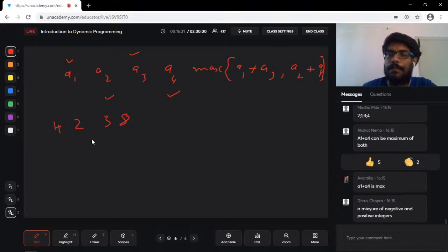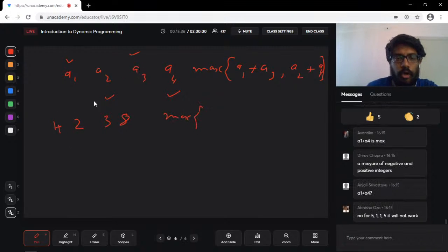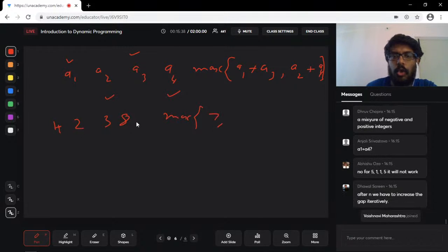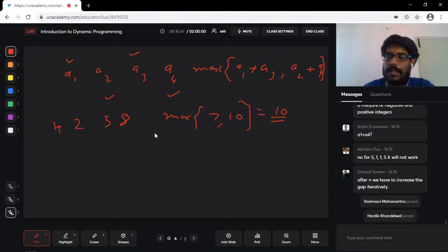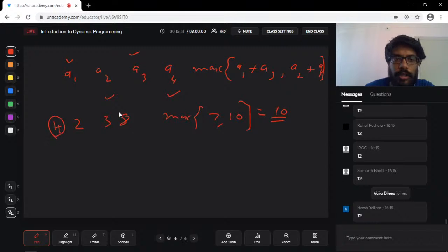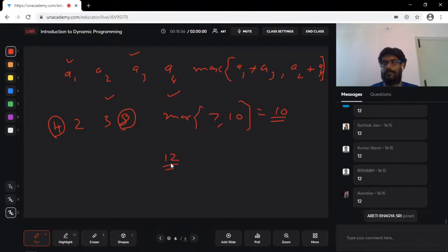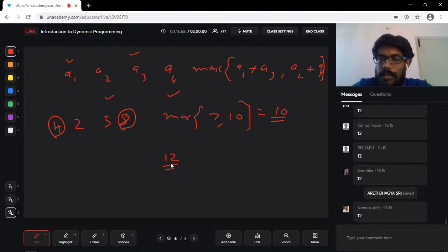Let's take this example. In this, what is this solution? This solution will say it is the max of 4 plus 3, which is 7, or 2 plus 8, which is 10. And the max of this is 10. So it will say the answer is 10. But what is the actual answer for 4, 2, 3, 8? It's 12, right? Because I can choose 4 and 8, and I get 4 plus 8, which is 12. So that solution fails. It need not be alternate elements.